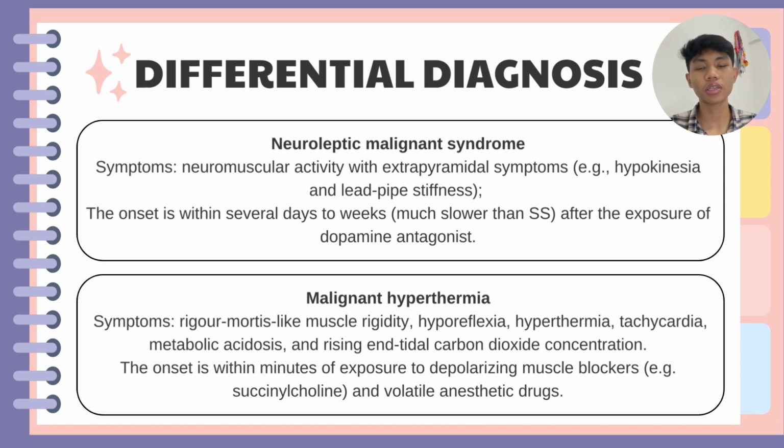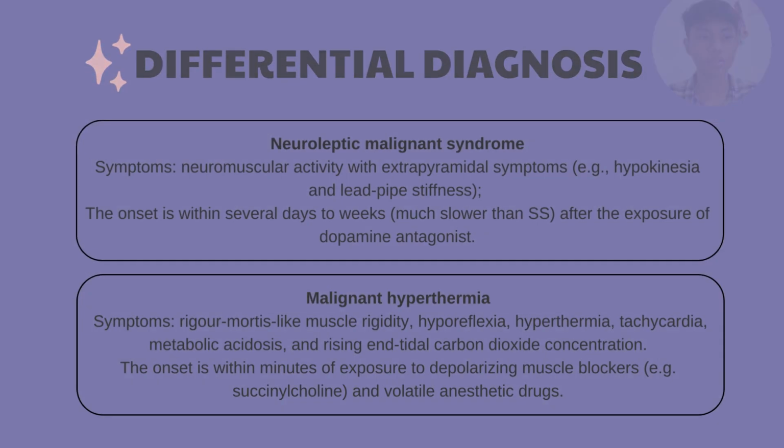And next we will discuss malignant hyperthermia, whose symptoms are rigor mortis-like muscle rigidity, hyperreflexia, hyperthermia, tachycardia, metabolic acidosis, and rising end-tidal carbon dioxide concentration, with onset within minutes of exposure to a depolarizing muscle blocker, for example, succinylcholine and volatile anesthetic drugs.